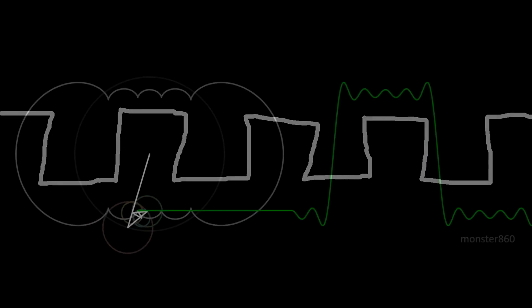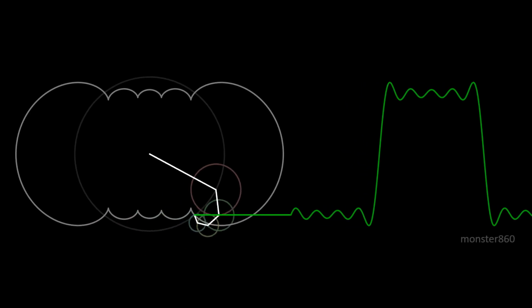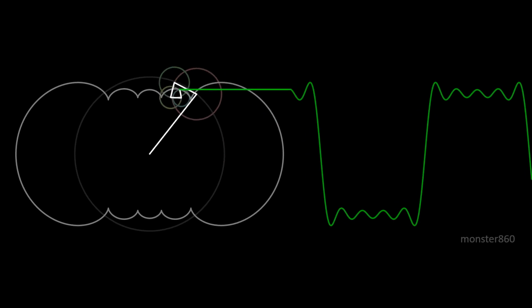Square waves. The foundation of a lot of old video game music. Now there's an interesting fact you might know about square waves. You can actually build a square wave entirely out of sine waves. You may even have seen an animation that looks something like what I'm showing here.